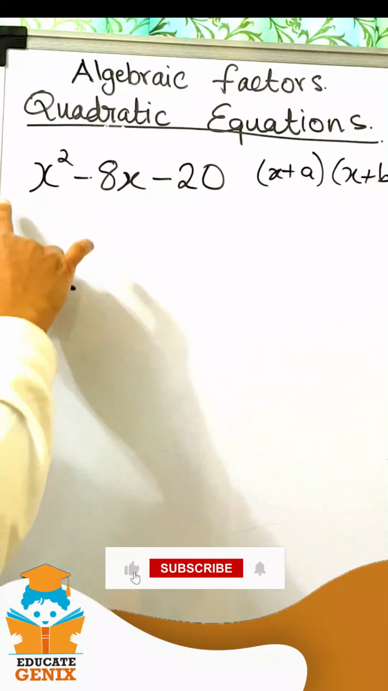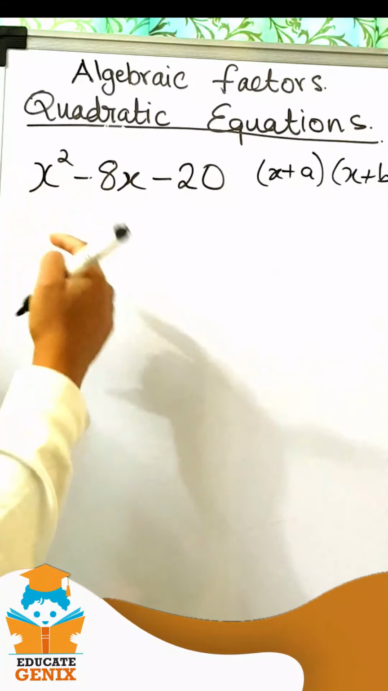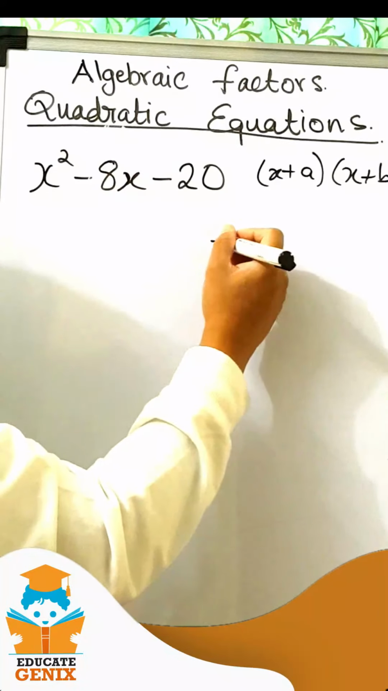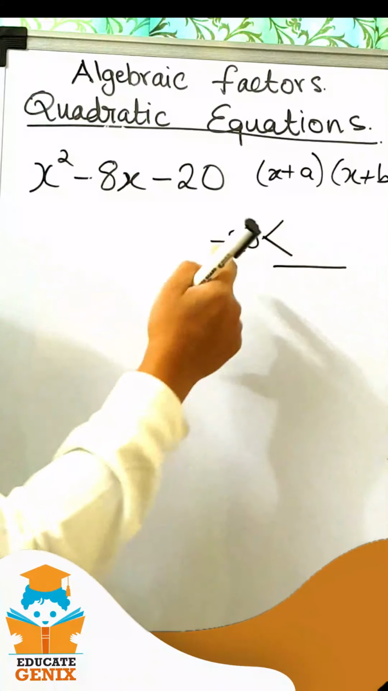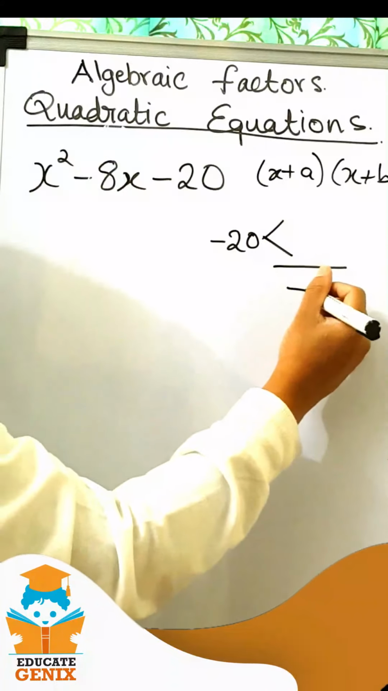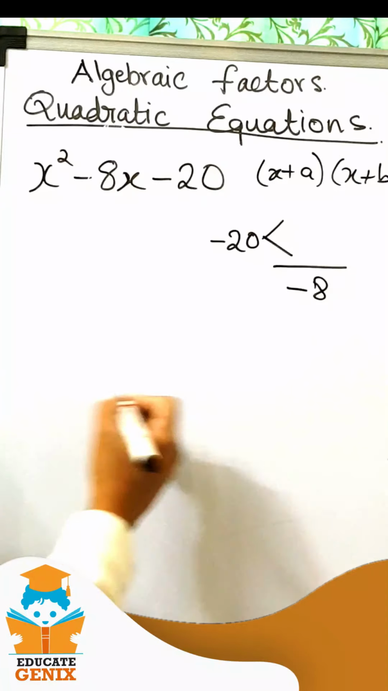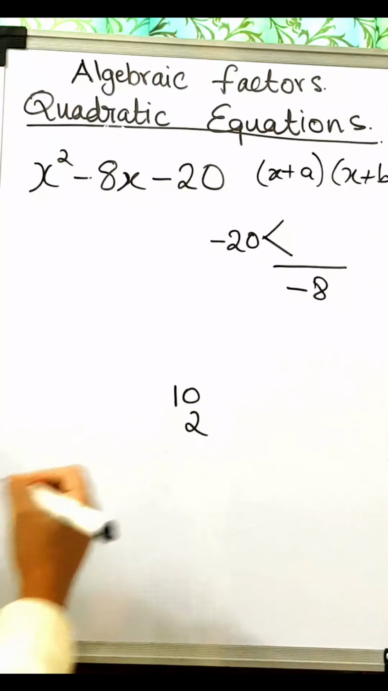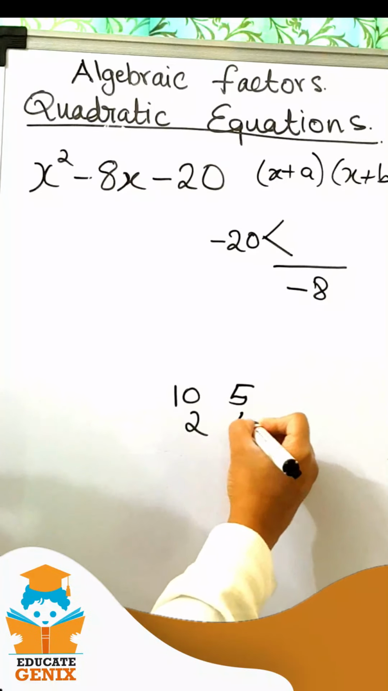The rule remains the same. The coefficient of x squared times the constant. That means plus 1 times minus 20, so it is minus 20. The factors of minus 20 have to give me a minus 8. Let me look into the factors of 20. 10 twos are 20. 5 fours are 20.